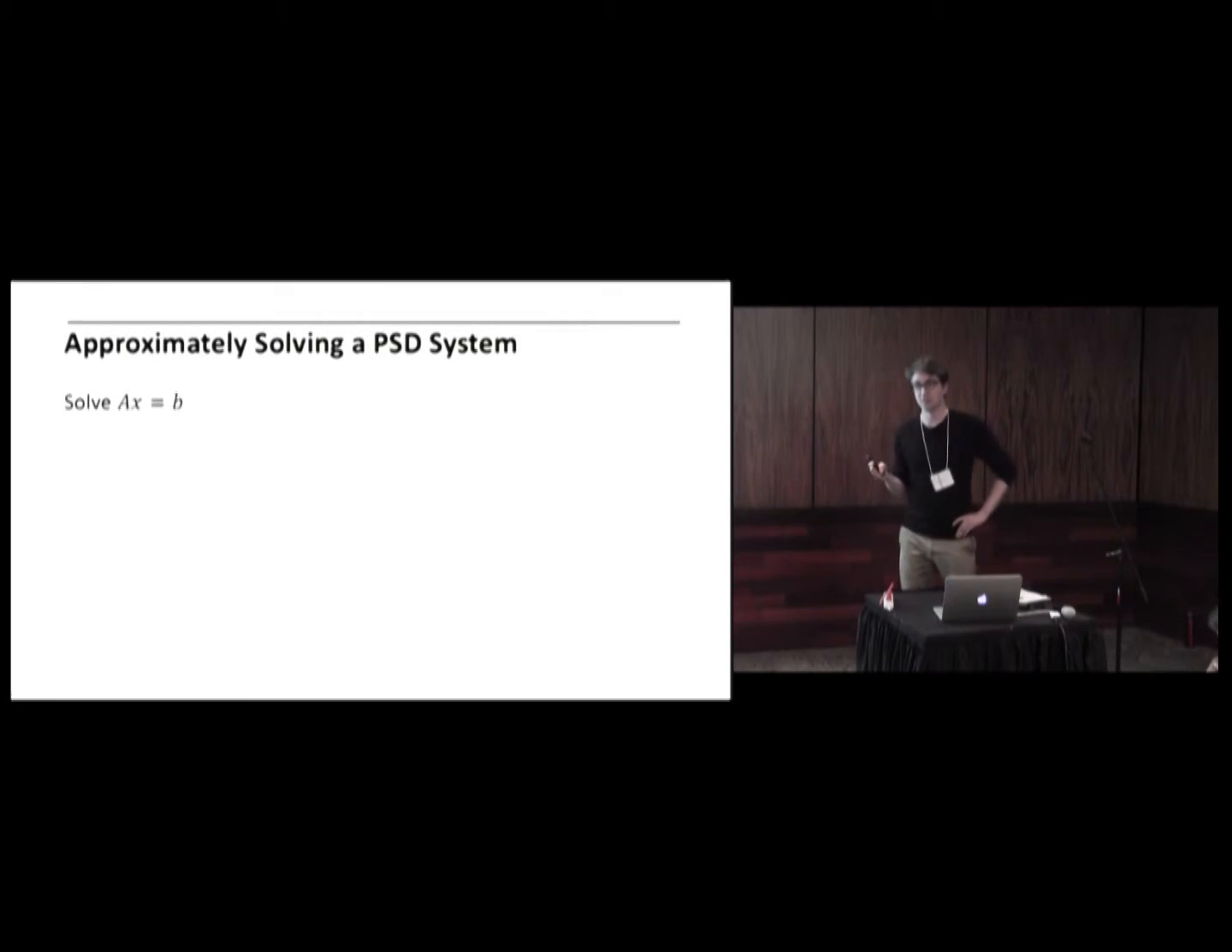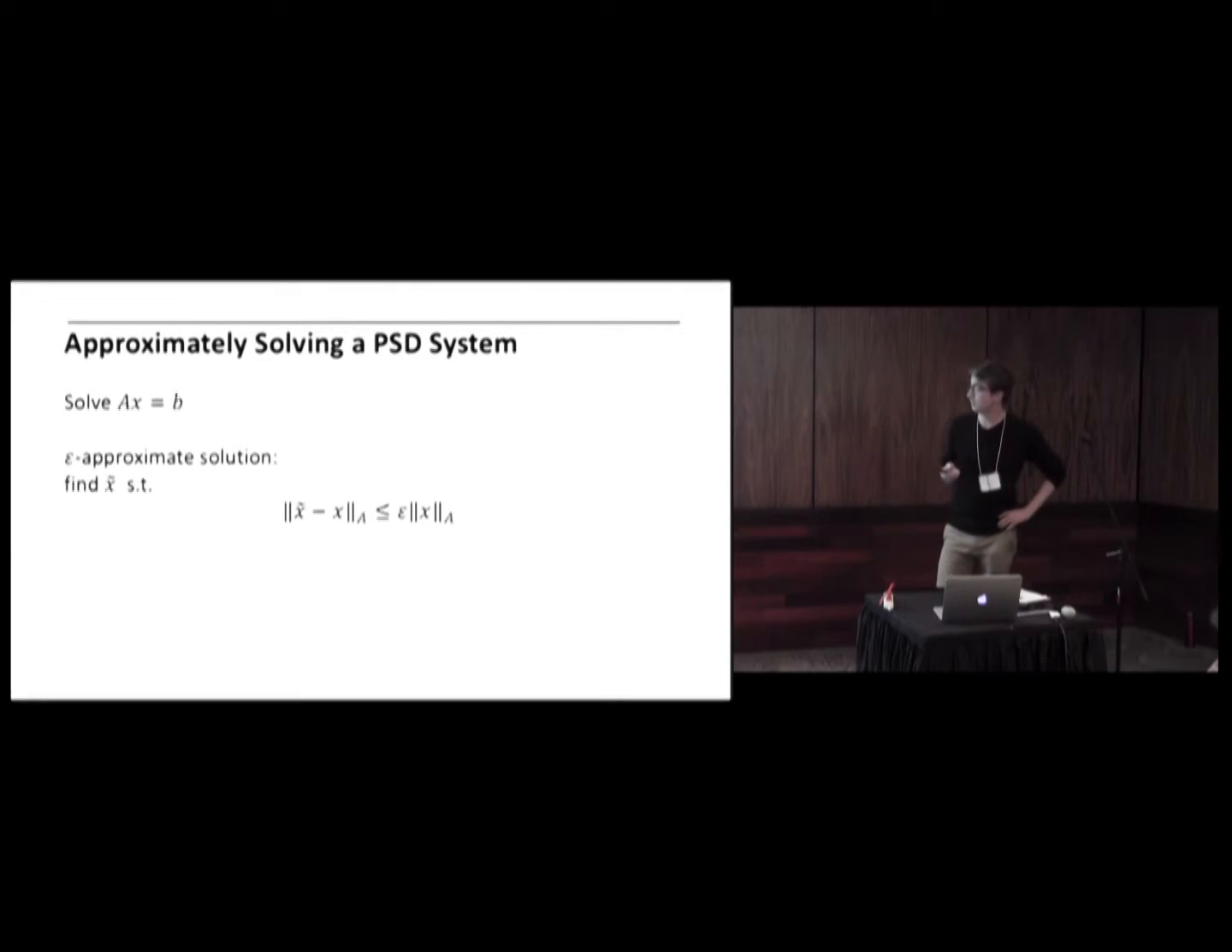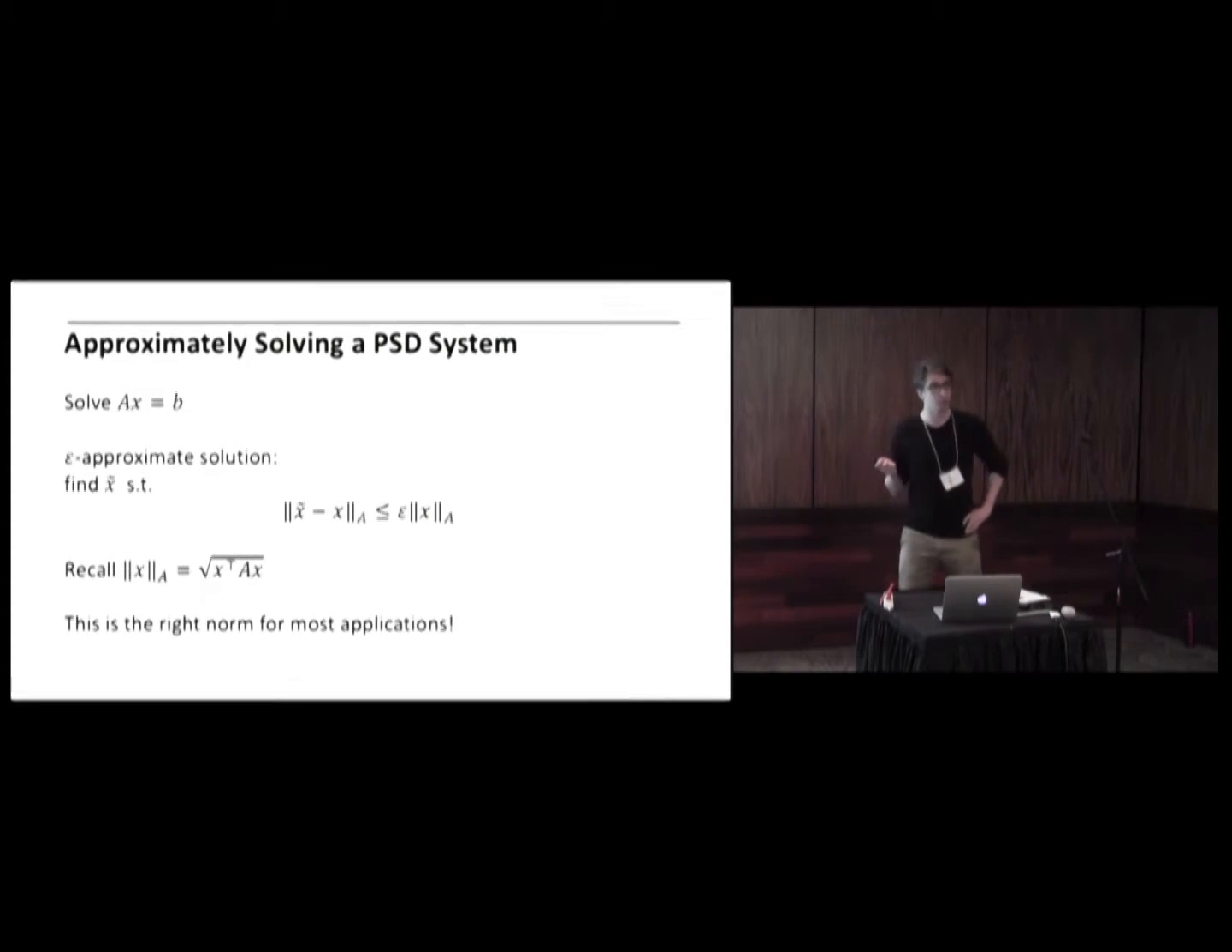This can then be used to introduce a useful notion of approximately solving a linear system. Say we want to solve Ax equals b. We say we have an epsilon approximate solution if we can find x tilde such that the A norm of x tilde minus x is less than epsilon times the A norm of x. x is the true solution. Recall that the A norm is just the square root of the quadratic form. This is the right norm for most applications because it also tells us that we've found an approximate minimizer of the quadratic form.